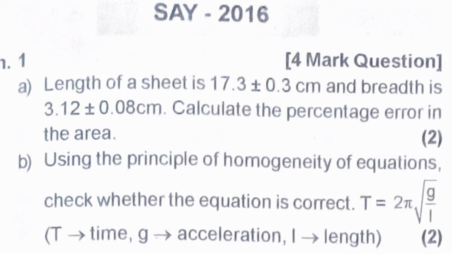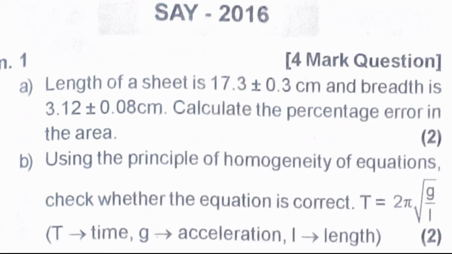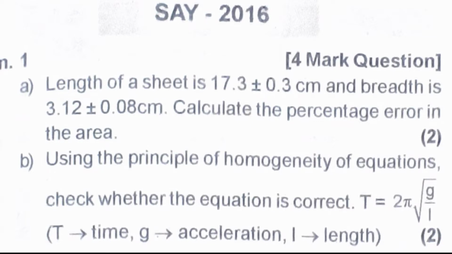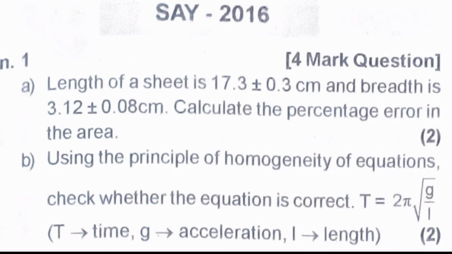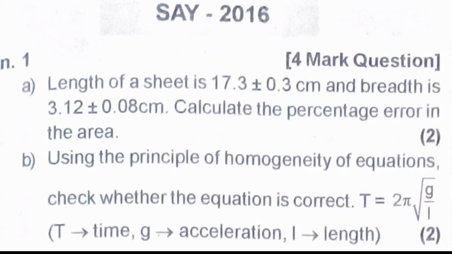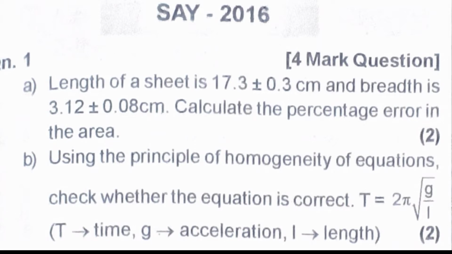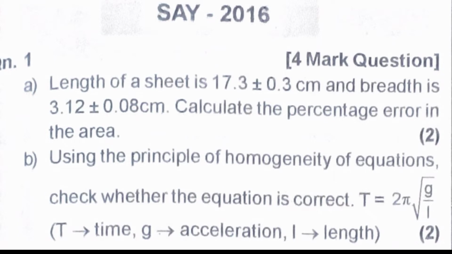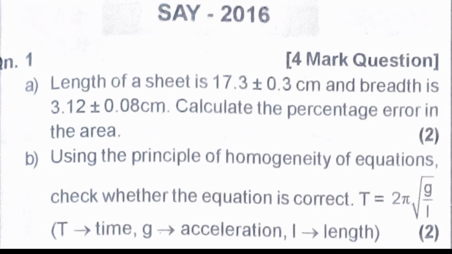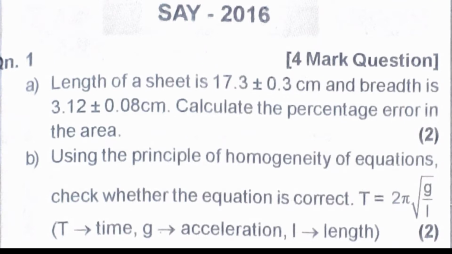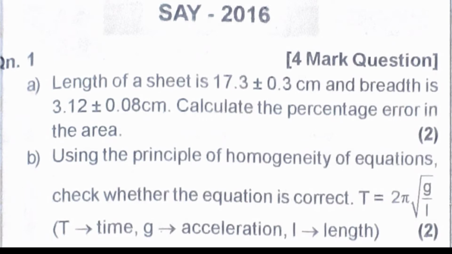The first question is, length of a sheet is 17.3 plus or minus 0.3 centimeter and breadth is 3.12 plus or minus 0.08 centimeter. Calculate the percentage error in the area. And the second part of the question is, using the principle of homogeneity of equation, check whether the equation is correct. That is, T is equal to 2 pi root of G by L, where T is the time period, G is acceleration due to gravity, and L is the length of the pendulum.